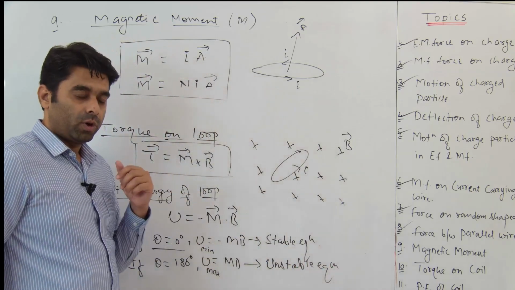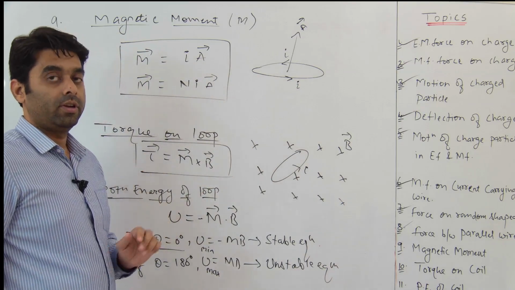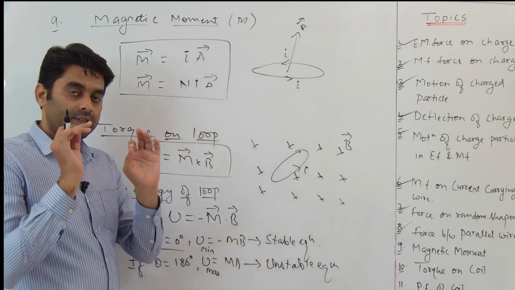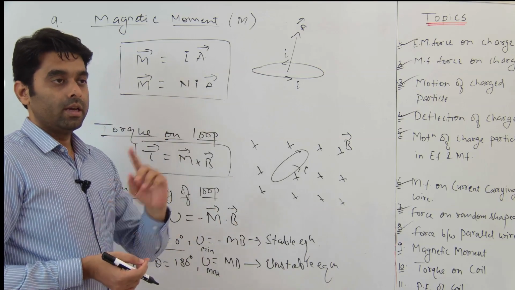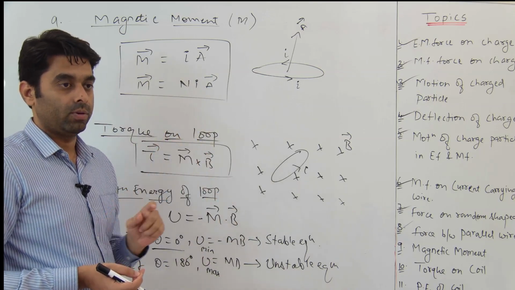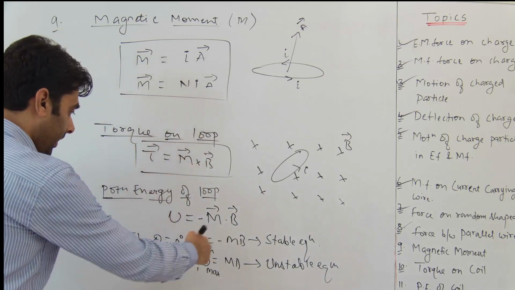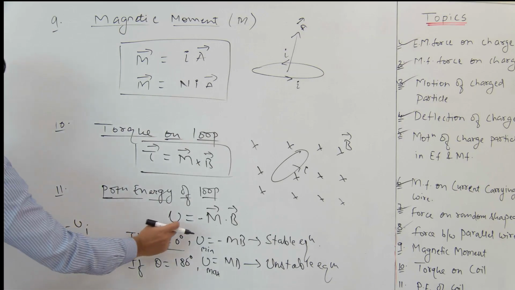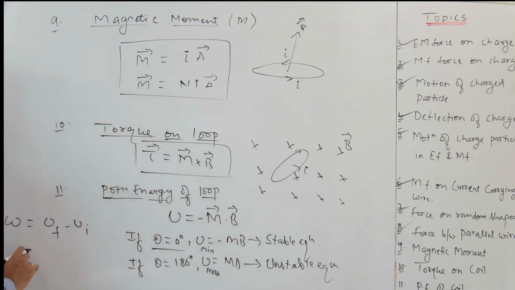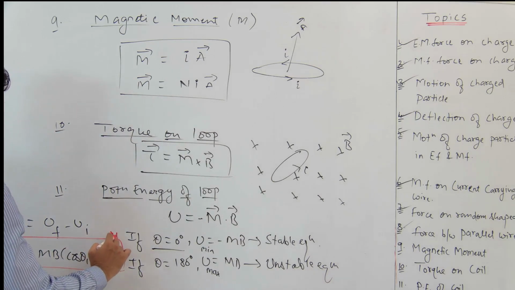Okay, apart from this, what else can we find out from this potential energy relation? Let's suppose a coil is turned such that initially it was making an angle theta 1 and finally it is making an angle theta 2, that means the angle between M and B initially is theta 1 and finally it is theta 2. Then the work done to turn the coil, we can write down with the help of potential energy. Work done will be U final minus U initial. We have seen the U relation, minus M dot B, and therefore we can write MB (cos theta 1 minus cos theta 2). So this is the work done to rotate the coil from an angle of theta 1 to theta 2, right?